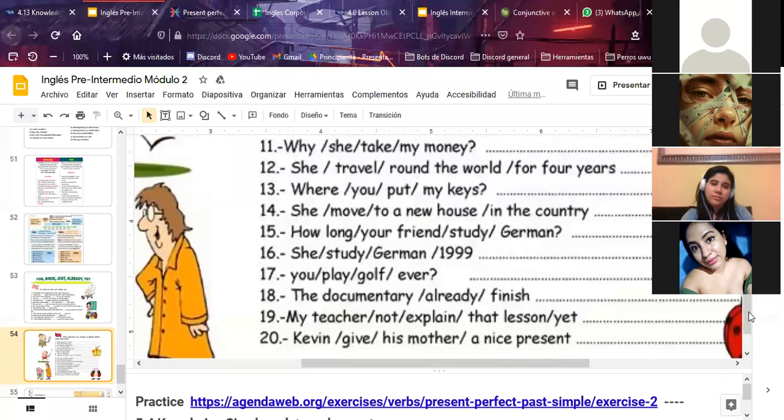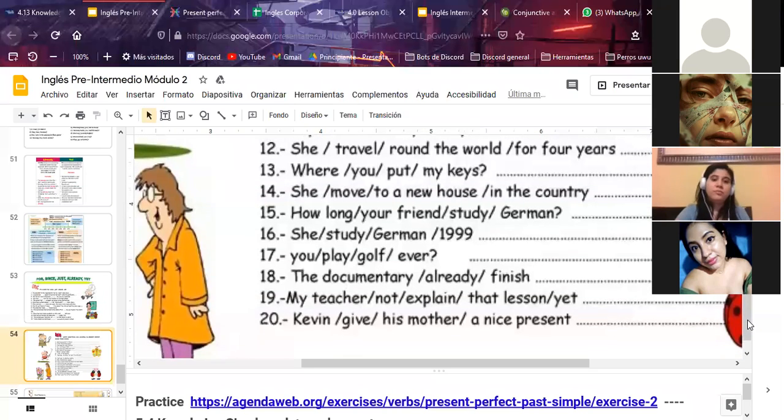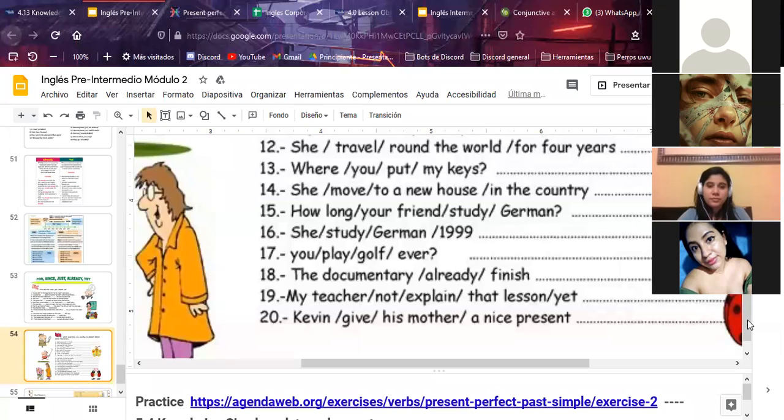Number 12. She has traveled around the world for 4 years. Perfect. She has traveled around the world for four years. Nice. Okay, number 13. Where have you put my keys? Perfect. Where have you put my keys? And number 14.